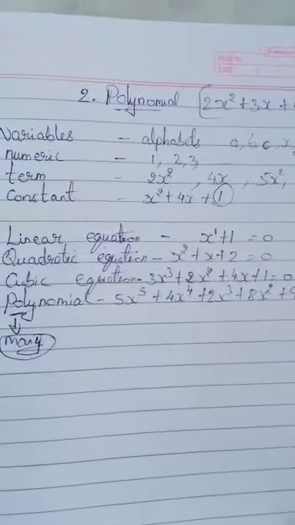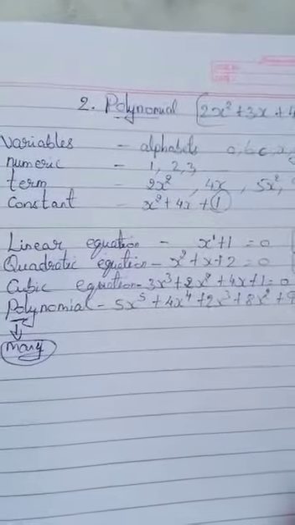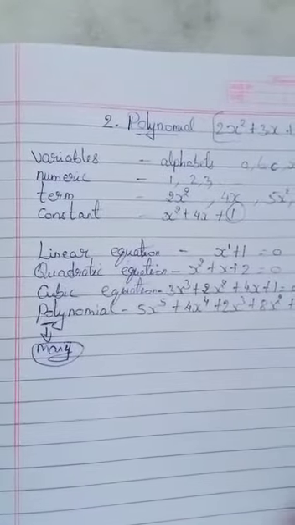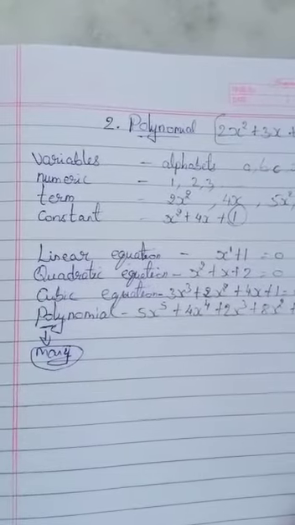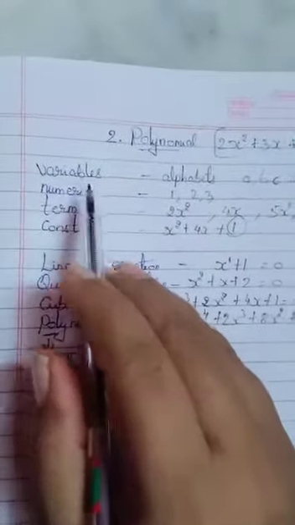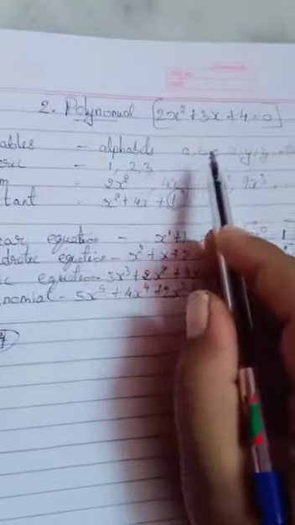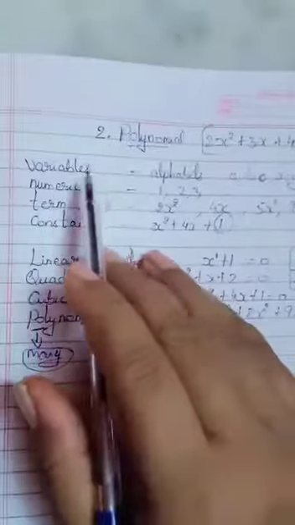Hi children, today we are going to see the chapter Polynomial of class 10, and before entering into this chapter let us learn some basic things which are very much useful for the chapter. The first thing is variables. Variables are nothing but the alphabets. It may be A, B, C, X, Y, Z, whatever the alphabets are, they are said to be variables.